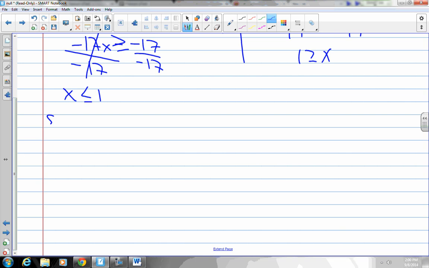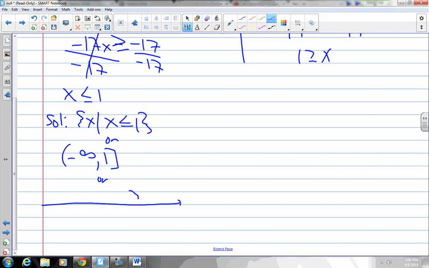So the solution: all x's such that x is less than or equal to 1, or everything from negative infinity to 1, including 1, or if you're asked to graph this, up to 1, everything to the left of that. Is that fair? Any questions?